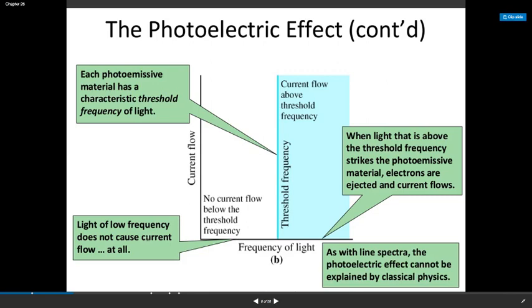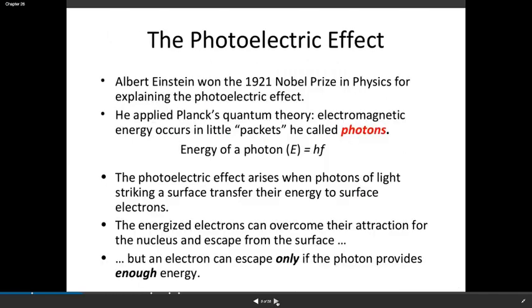Light of low frequency does not cause current to flow at all, and the current flow rises up as soon as the threshold frequency of light is met. The electrons start to flow across the gap. So this is not well explained by the wave theory of light.